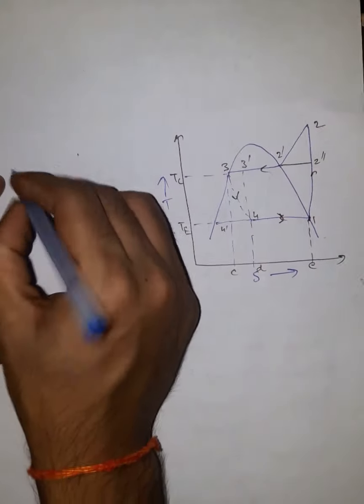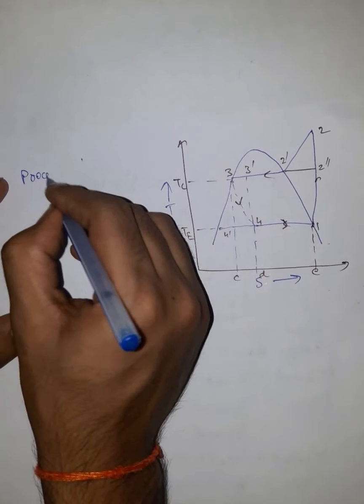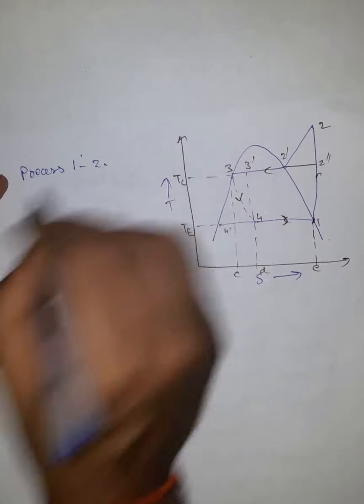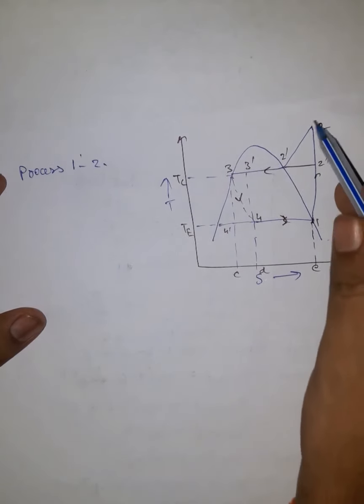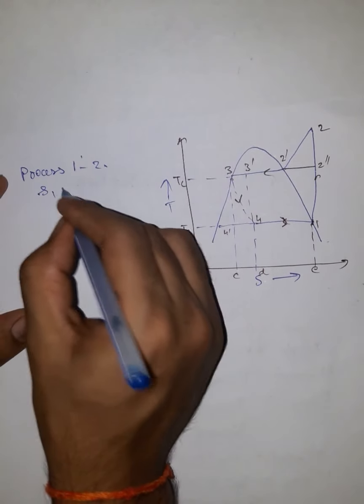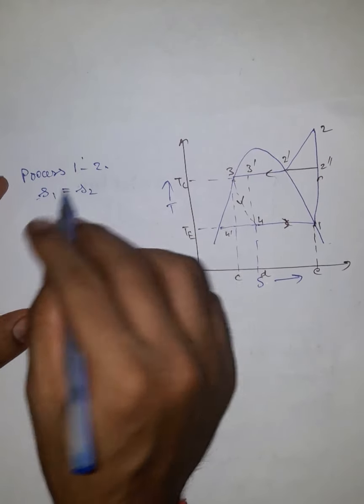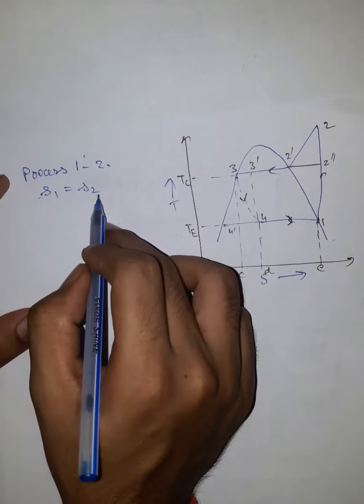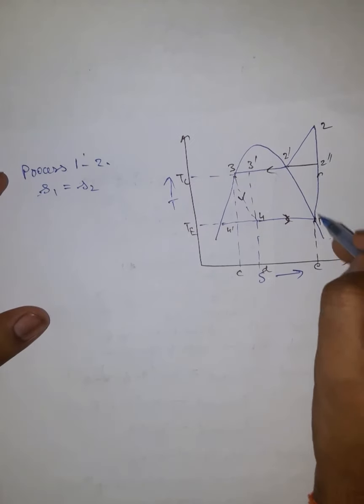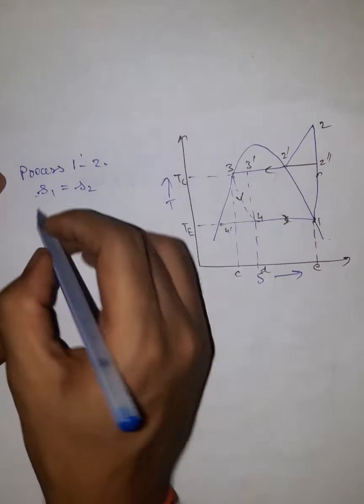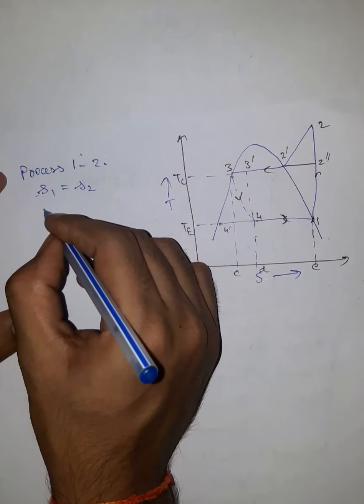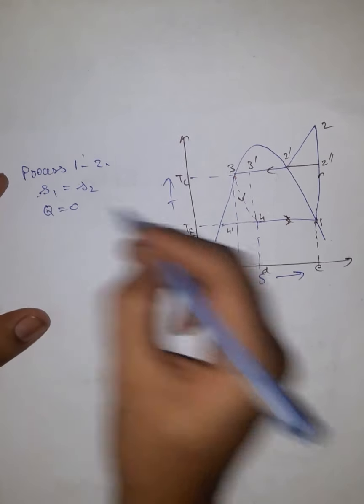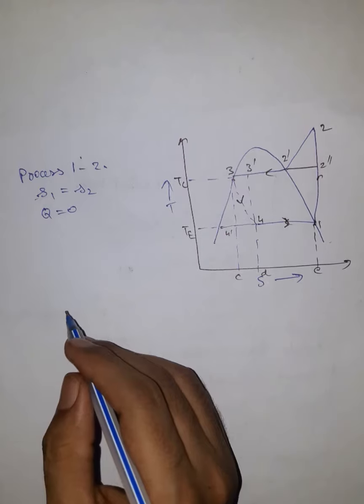isentropic process. So we are going to write for process 1 to 2, the entropy is constant. That means S1 is equal to S2. S1 and S2 are the entropy at these respective stages. Okay, now since this is an isentropic process, that means heat energy change will be 0. So that means Q is 0 for this process 1 to 2.